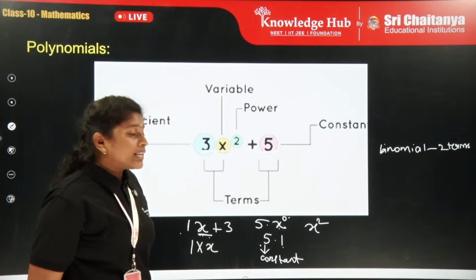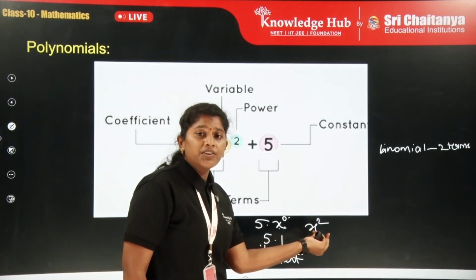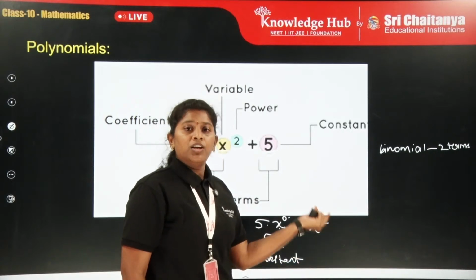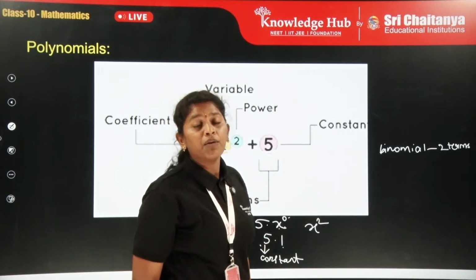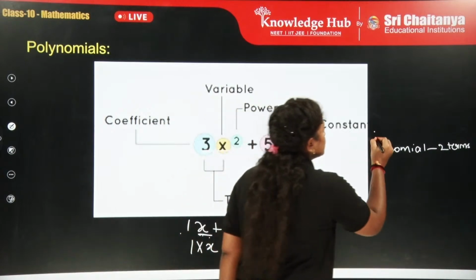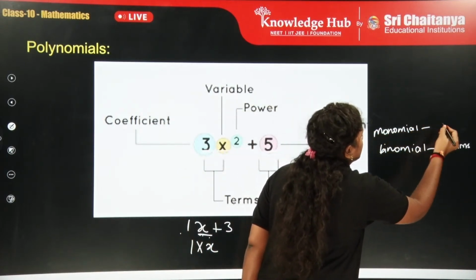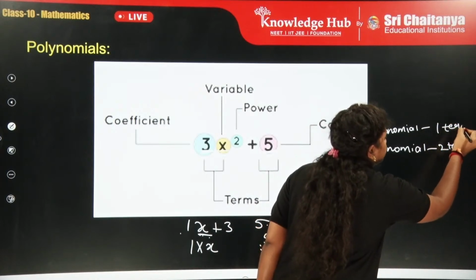Okay. If you consider an example of x square, if you observe here, we are having only one term in this polynomial. So now we are going to consider it as the monomial. Monomial in the sense it is having only one term. So monomial means one term.